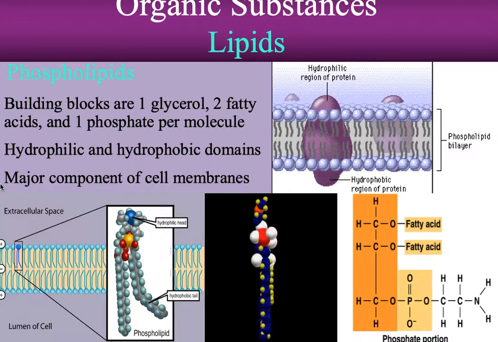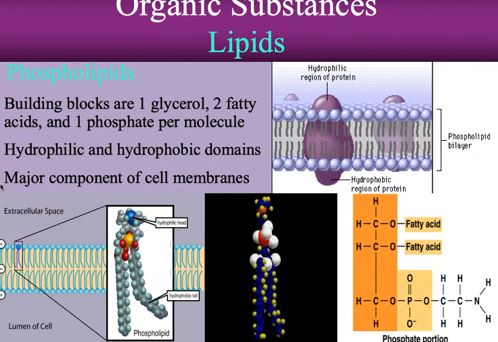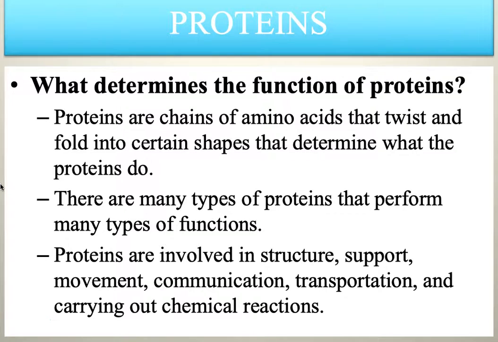A phospholipid's a special type of lipid that's found surrounding your cells. I'm glossing over that because we spend a whole unit talking about your cell membrane. Okay, steroids we talked about in class. These are specialized types of lipids that can tell your cell to do different things. They are actually found in the blood and they attach to receptors on your cell membrane.